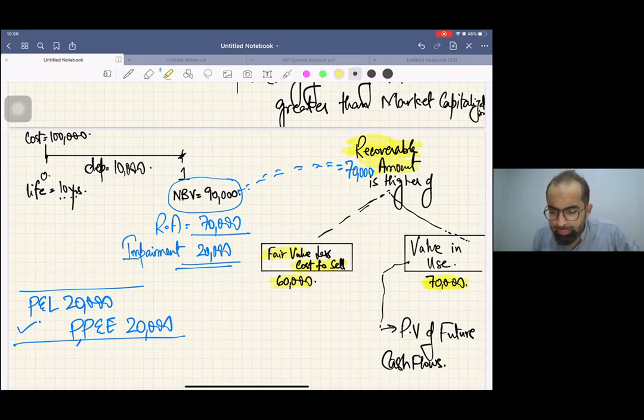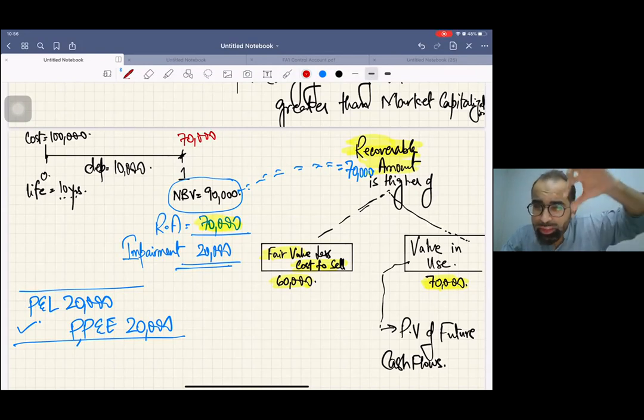You can see the asset has come to 70,000 now, okay? The asset was at 90,000, and now we brought this asset from 90 to 70. So the new value of this asset is 70,000. Right now, what do we do for future years, how do we depreciate it? This new value divided by remaining life.